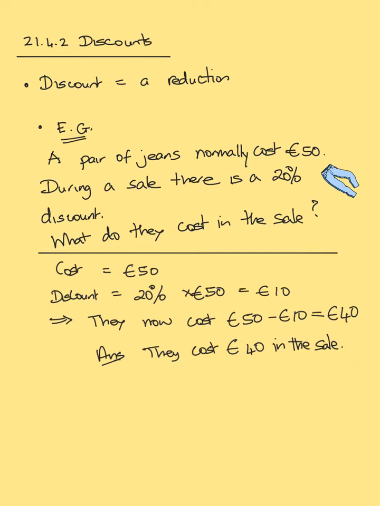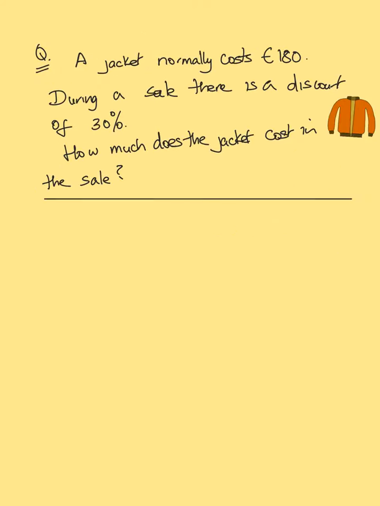And maybe you might have thought of a different way of doing this. I'm going to ask you to do one last one of these questions, and you can do it either the way I've done it or a different way, but please show your calculations. In this question, a jacket normally costs €180. During a sale, there's a discount of 30%. So how much does the jacket cost in the sale?